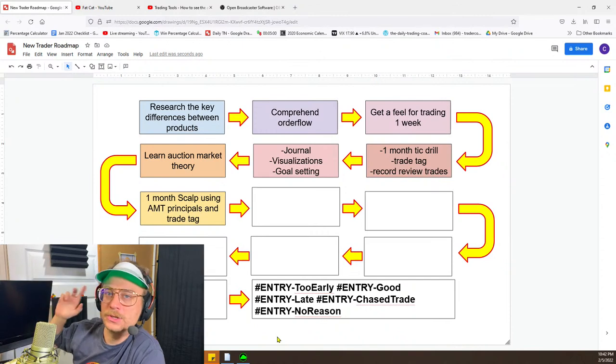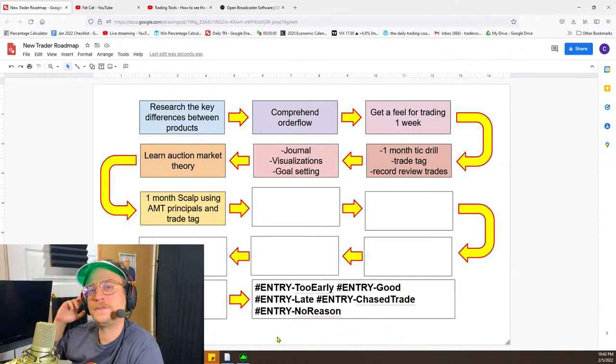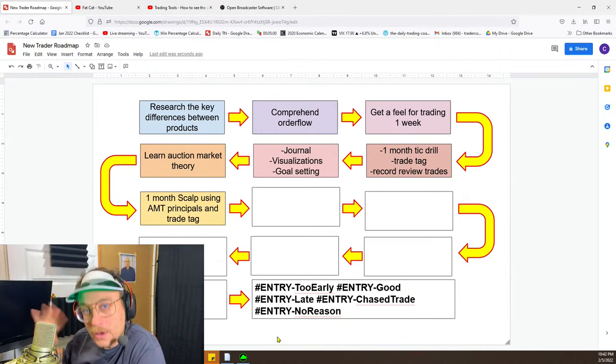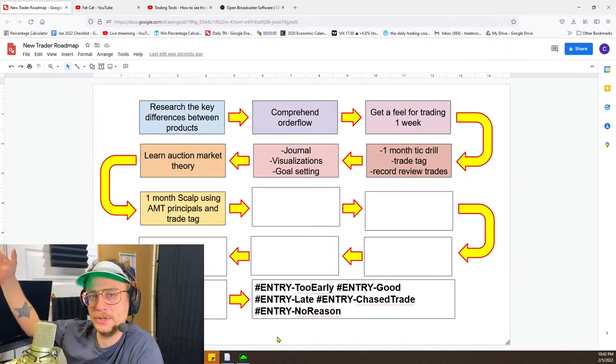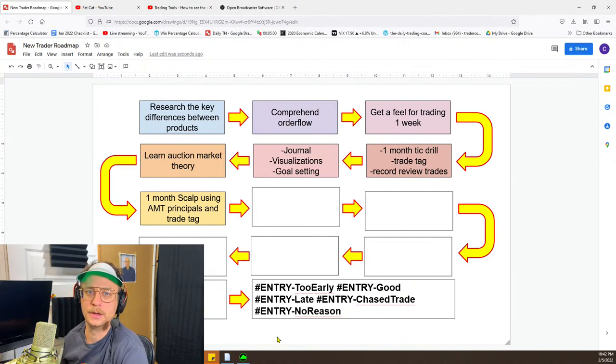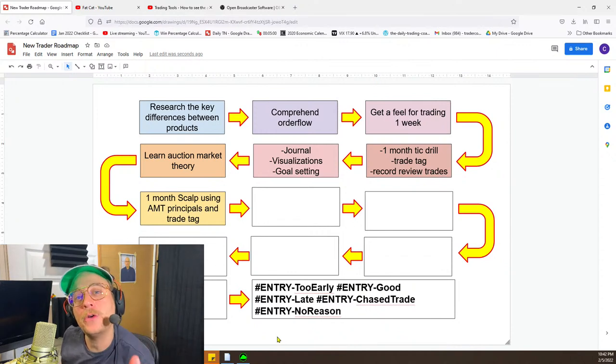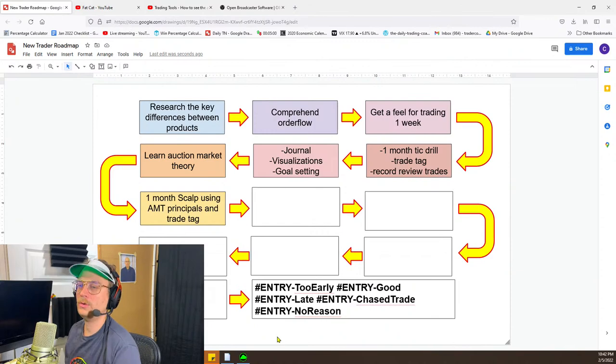Because in the tick drill, your job is to pick up a tick. No more than a tick. Okay? No more than a tick. If you can get a little more because it just happened to go up, that's fine. But don't bend the rules. You need to really focus on trying to do exactly what I'm saying when you're brand new.